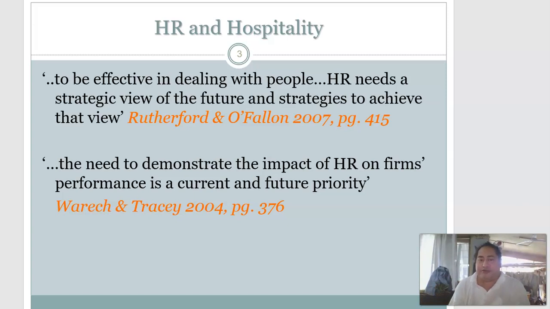Warwick and Tracy, 2004. That's when the book was published. Page 376 talks about the need to demonstrate the impact of HR on firms. Performance is a current and future priority. See, so that just reinforces what I just talked about above, meaning that you must meet the needs of the future and the current priority. You must demonstrate very good planning, very good policies put in place in the organization.